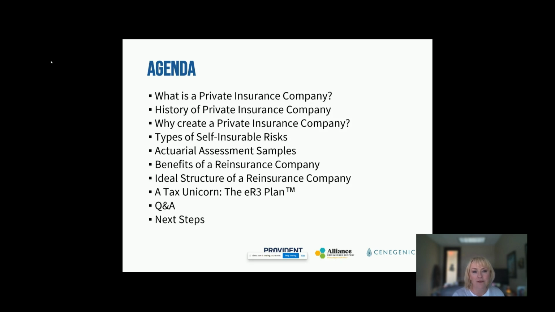So we've got a lot of great things to cover today. This is what our agenda looks like. First up, what is a private insurance company? History of private insurance companies. Why create a private insurance company? Types of self-insurable risks. Actuarial assessment samples. Benefits of a reinsurance company. Ideal structure of a reinsurance company. A tax unicorn, the ER3 plan. We'll wrap it up with Q&A from you all, and then we'll talk about what next steps can look like.